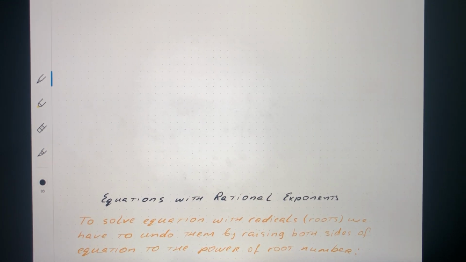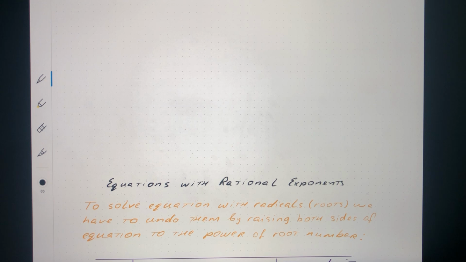Hello, in this video we will look at how to solve equations with rational exponents. Rational exponents are roots. So to solve equations that have roots in them, we have to undo them by raising both sides of the equation to the power of the root number.